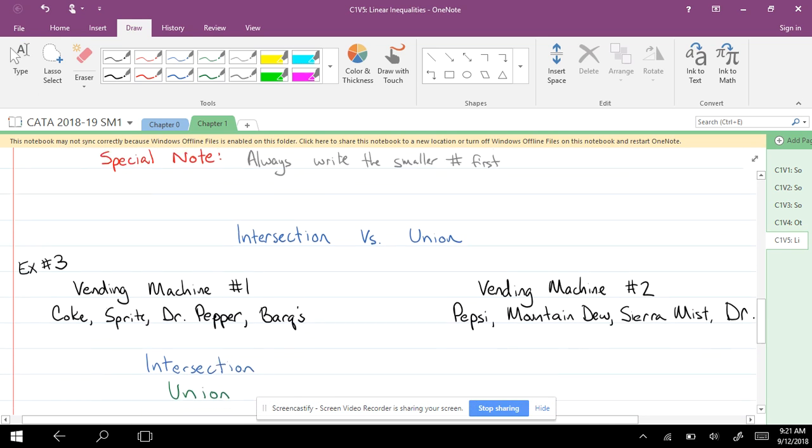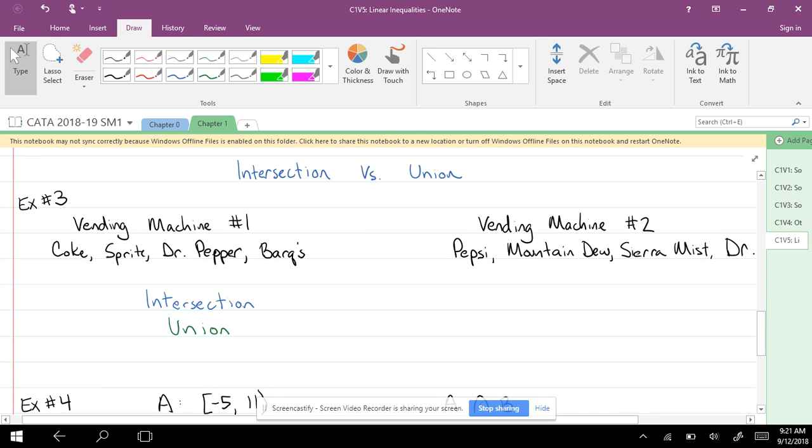So that leads us to our next part, which is intersection versus union. The intersection refers to what do they have in common, whereas the union is what is their addition together.